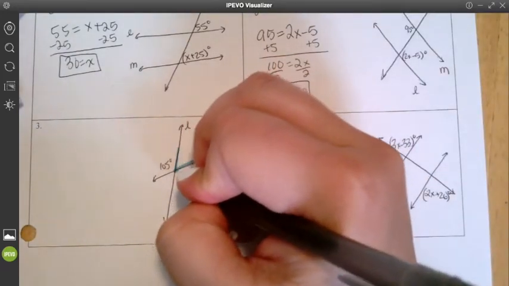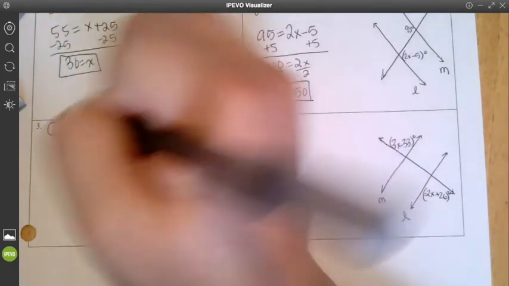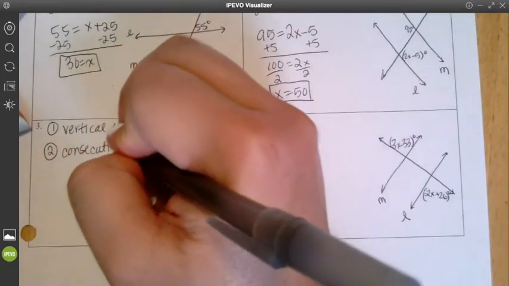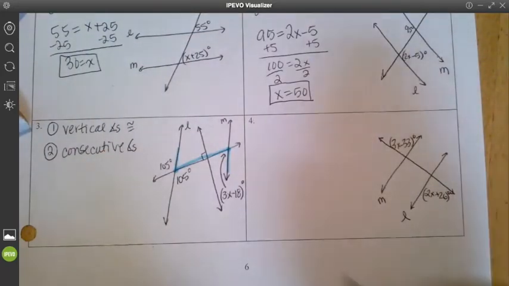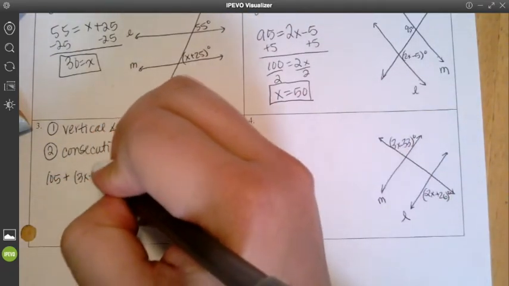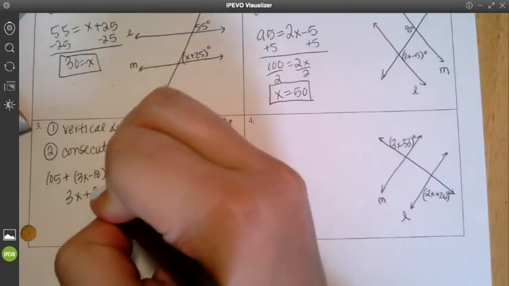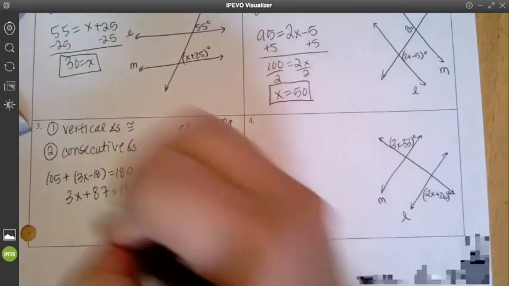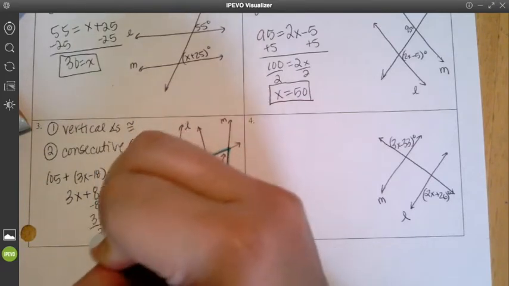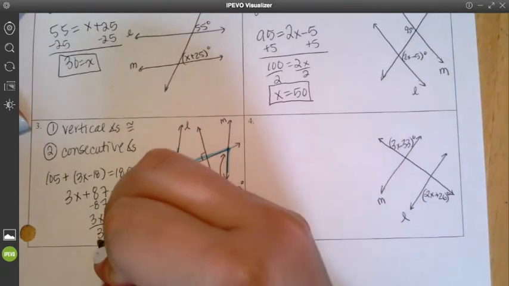So let's do 105 here. So first, we did vertical angles are congruent. And then second, we're doing consecutive angles are supplementary. So we have 105 plus 3x minus 18 equals 180. 3x plus 87 equals 180. Minus 87. 3x equals 93. Divide both sides by 3. x equals 31.